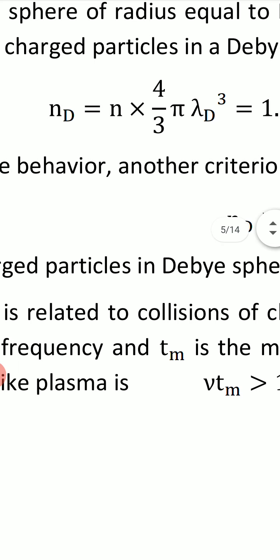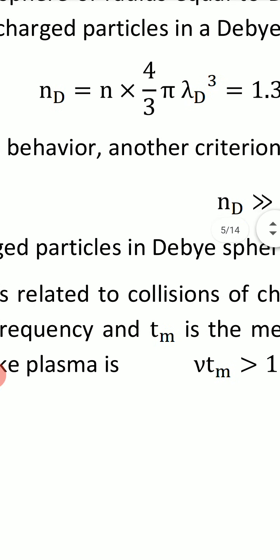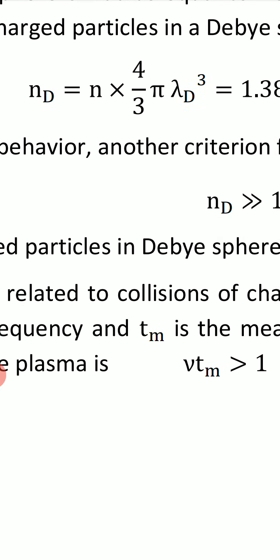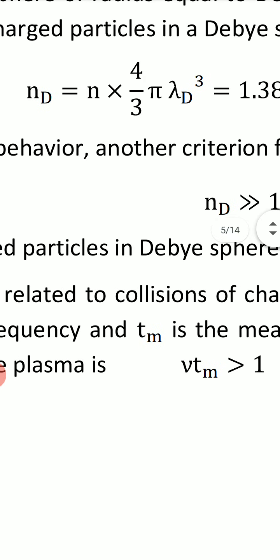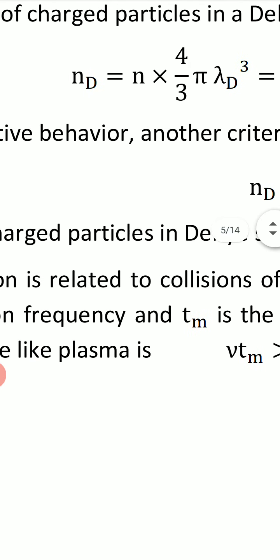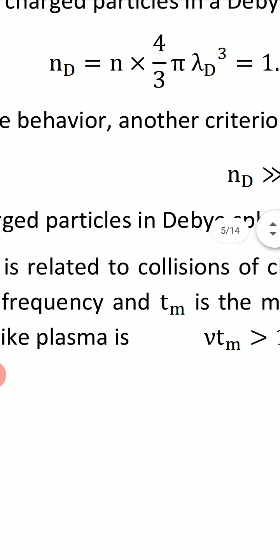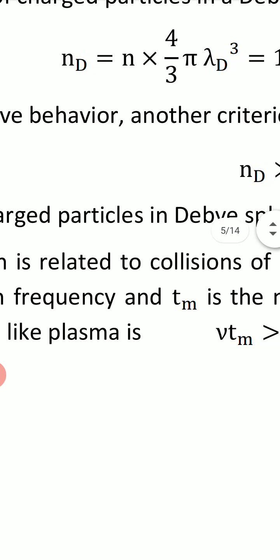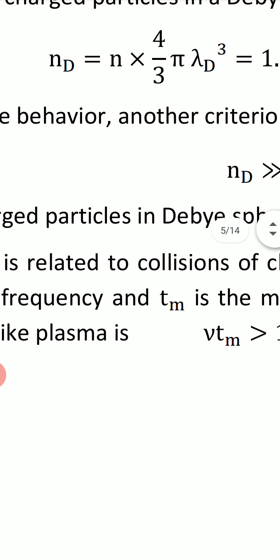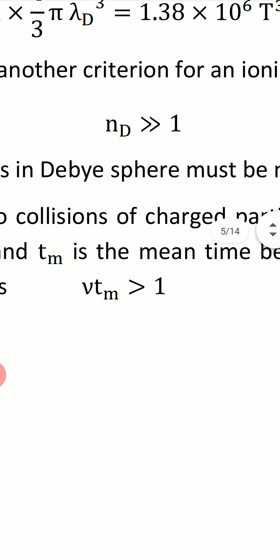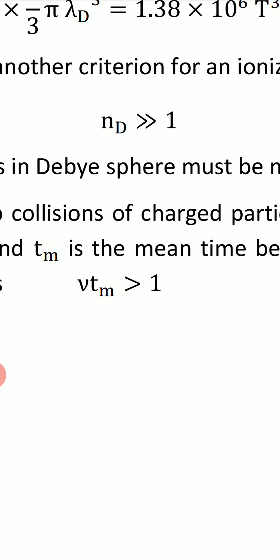Now we have defined number of charged particles in Debye sphere Nd. It is n into 4 by 3 pi lambda d cube. Second criterion is related with this Nd, and this Nd must be much greater than 1. Number of charged particles inside Debye sphere should be much greater than 1.